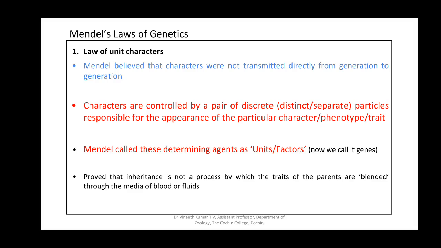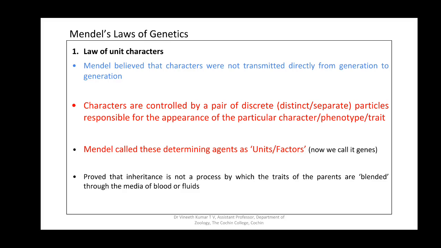In this law of unit characters, Mendel believed that the characters were not transmitted directly from generation to generation. Till the time Mendel analyzed the results of his experiment, the previous view was that the factors responsible for inheritance of characters were much like a fluid, which is mixed in the blood and then transmitted. The nature was fluid-like, mixed in blood.